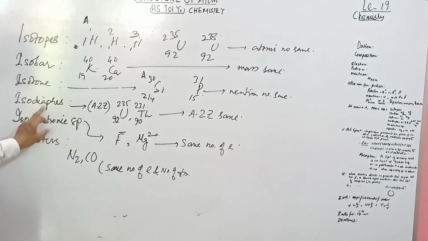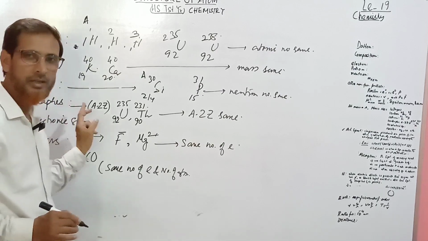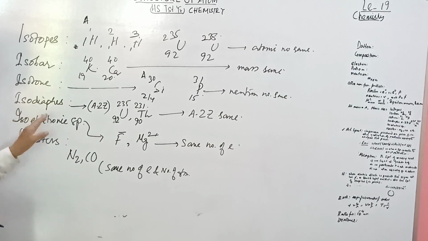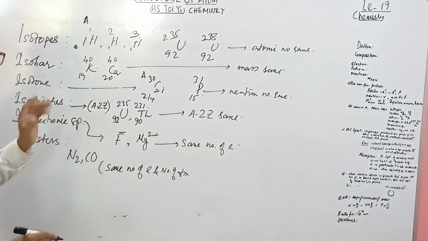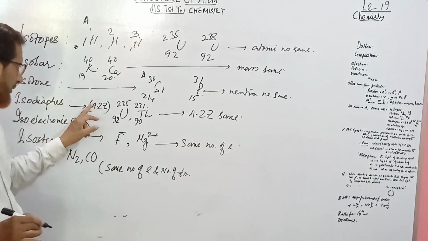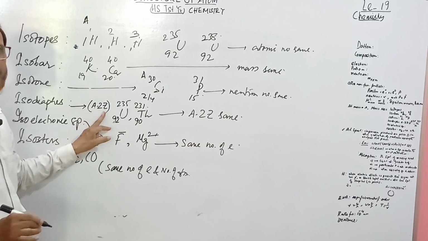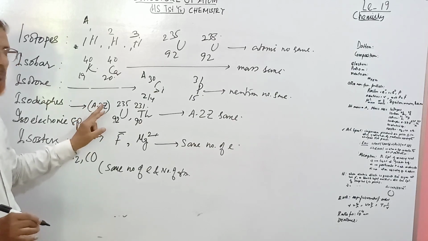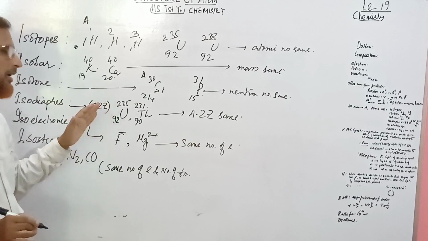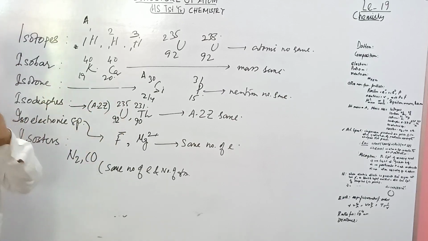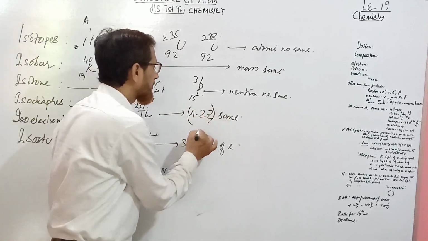Isodiaphers, it is a new thing. In many books this term is not mentioned or not given, so I have given it because it is very often asked in the entrance exam. Isodiaphers means species with the same value of A minus twice Z, that is, mass number minus twice the atomic number. You find out this number, and if two or three species have the same A minus twice Z, then these species are called isodiaphers.